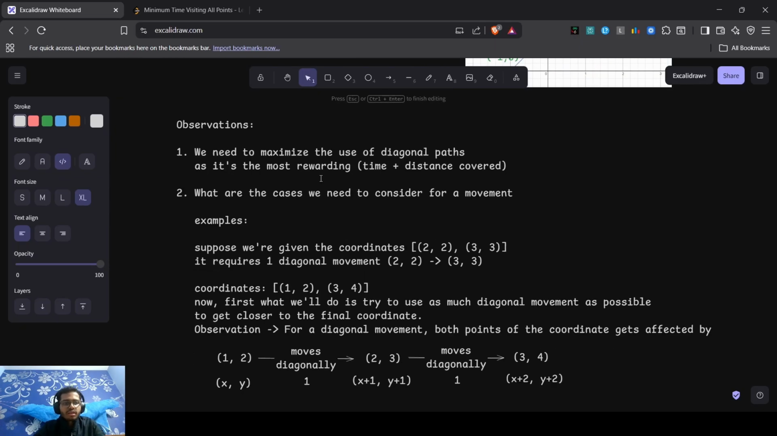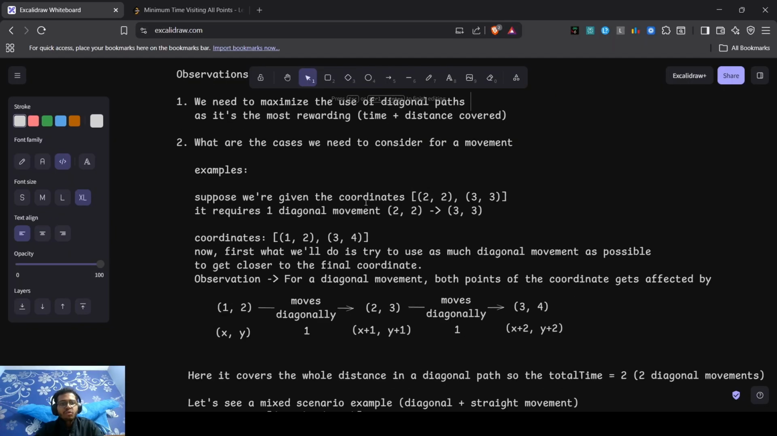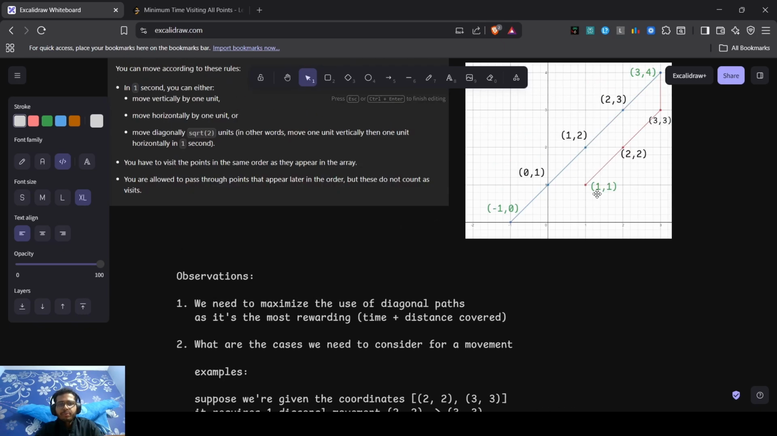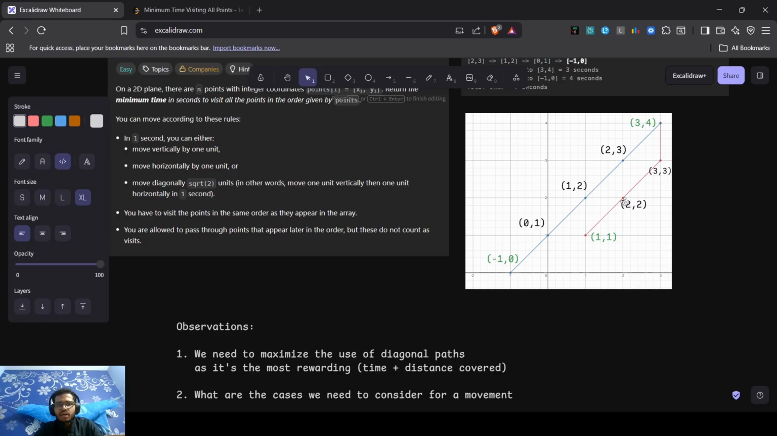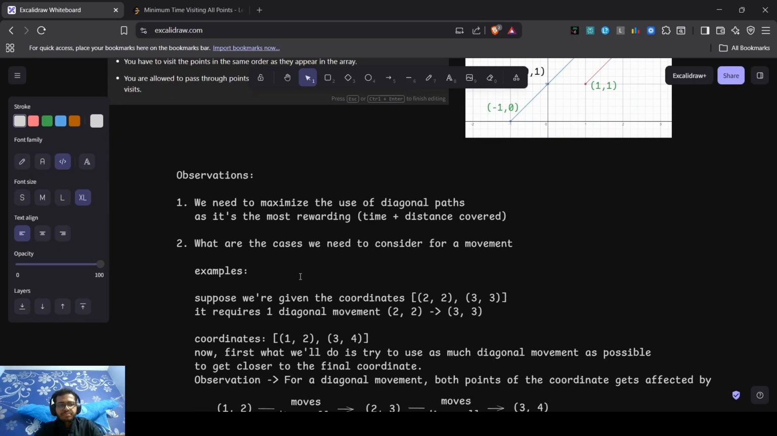How? Now, what are the cases we need to consider for a movement? Example: suppose we are given the coordinates 2, comma 2, 3, comma 3. It requires one diagonal movement. You can picture it here, right? This is 2, comma 2. This is 3, comma 3. So we need one diagonal movement. That means 1 second.